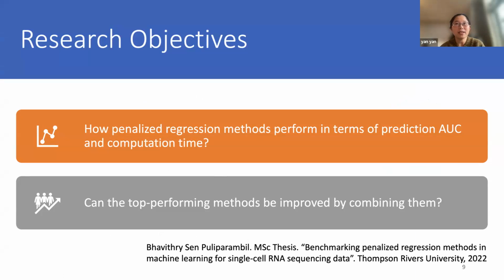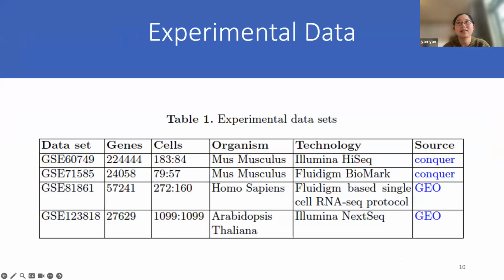By completing this study, we're hoping to find out how the different regression models perform in terms of their prediction AUC and their computational time. And if we gain some knowledge by benchmarking those methods, we're also thinking about whether the performance can be further improved if we somehow combine them. This work is mainly led by one of my master's students, Babitri, from Thompson Rivers University.